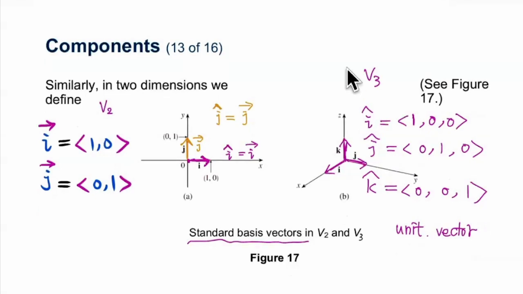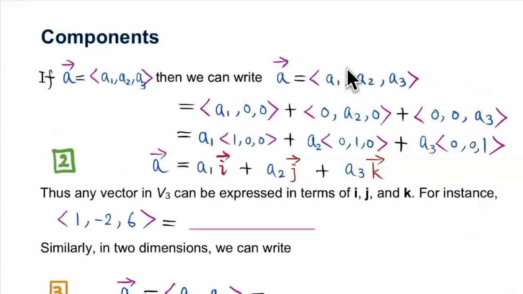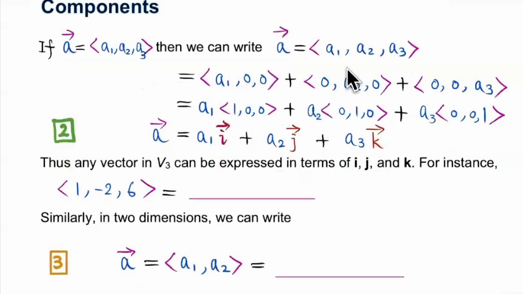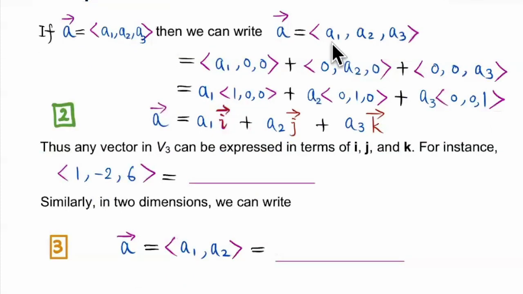Now, components. If A equals this, those standard basis vectors are going to help you write a vector. For example, for the vector A, if the first component is A1, you can write A1 times i. The second component is A2, so you put A2 times j. And here we put A3 times k.